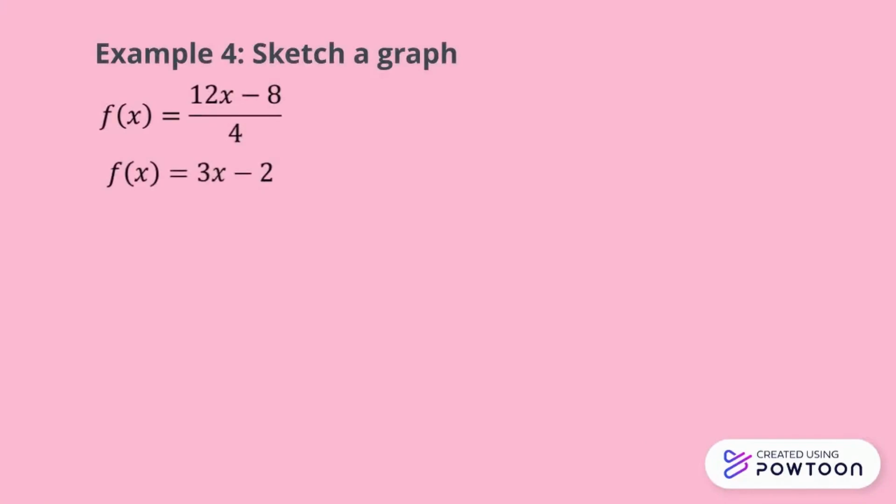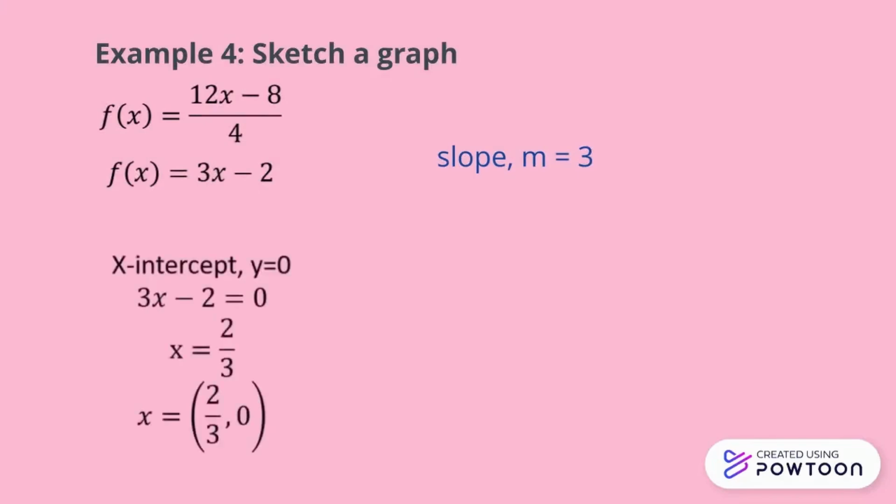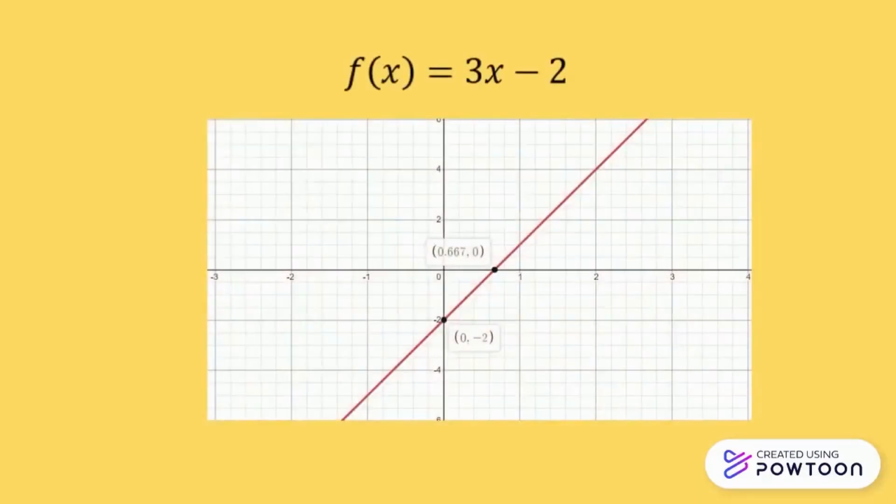Sketch a graph. To sketch a graph, we first find the slope, and in this equation, the slope is 3. And later, in the same way, we find the x-intercept and y-intercept. After finding all the points, because the slope of this equation is positive 3, the graph is inclined up and to the right. The x-intercept is (2/3, 0), while the y-intercept is (0, -2).